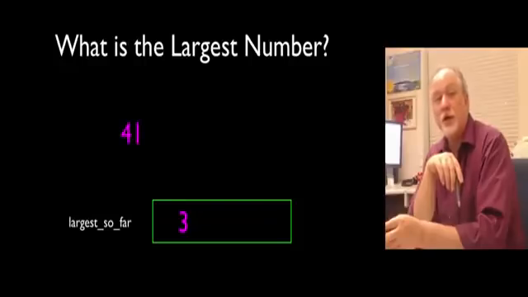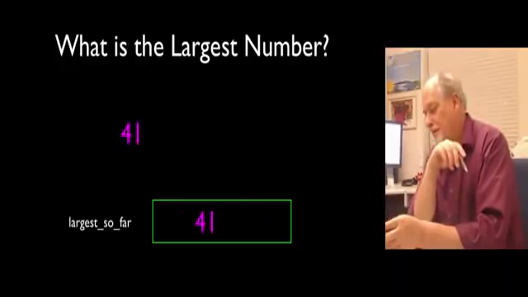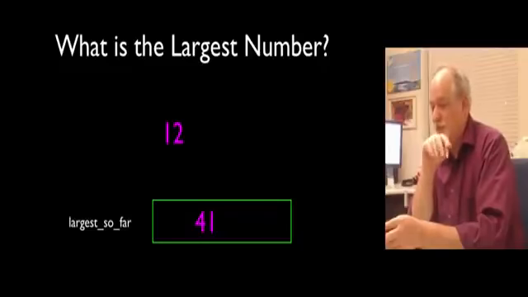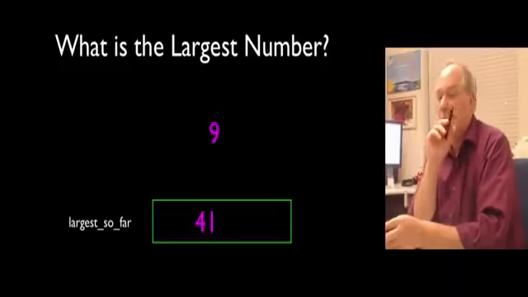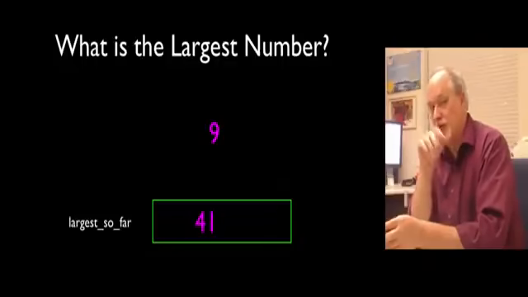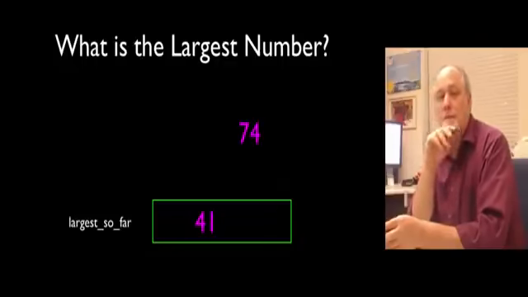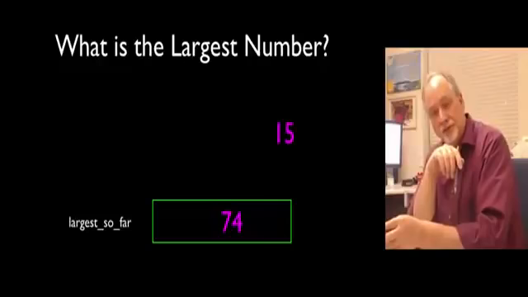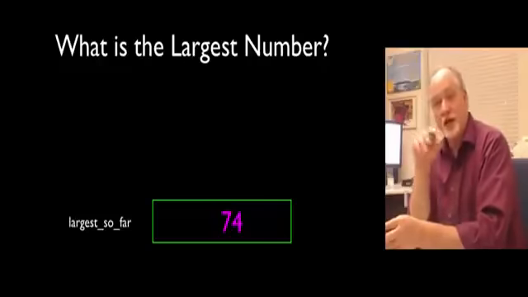And now I see 41. 41 is larger than 3, so I will keep that. And now I see 12. Now 12 is no good because it's nowhere near as good as 41, so I'm keeping 41. 74. Oh, 9. 9, not nearly as good as 41, so I'm going to throw that one away. 74, better, keep that one. So I'll keep 74. And the last number is 15. Don't even know it's the last number, but we don't want to keep that one. And so now we're done.